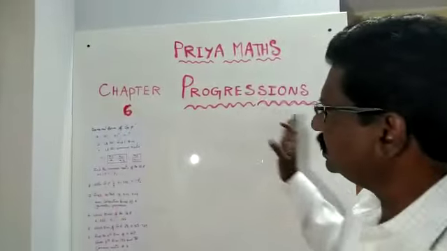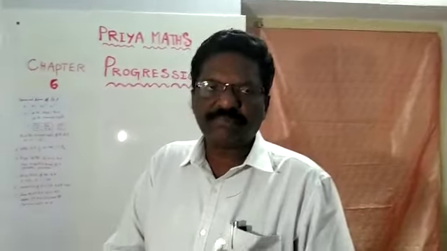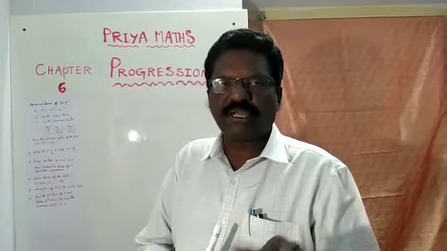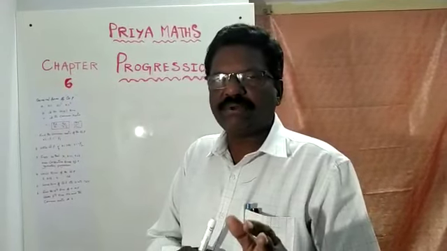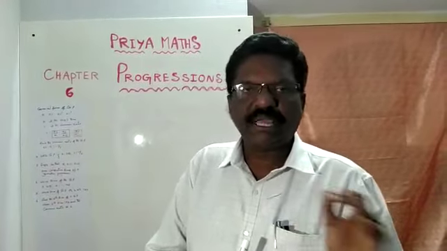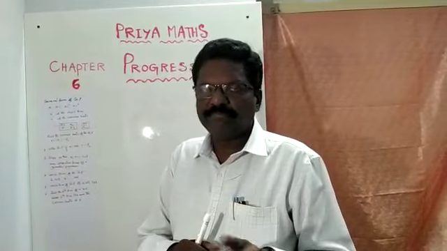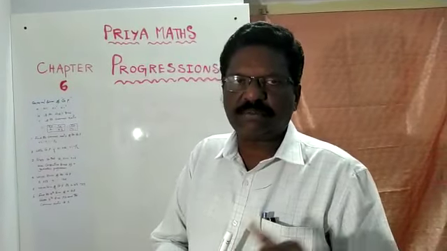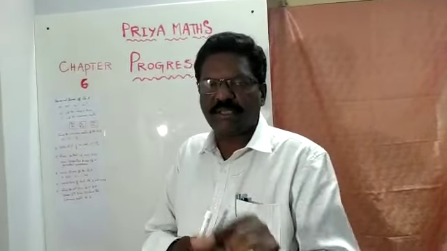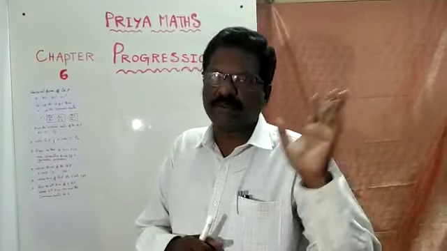Chapter 6, Progressions. Already we have discussed arithmetic progression, the general term, the sum of the terms, the last term and the first term, and the formulas. An is equal to a plus n minus 1 into d. Next, Sn is equal to n by 2 into 2a plus n minus 1 into d. Knowing the first term and the last term L, Sn is equal to n by 2 of a plus L. These three formulas we discussed. 2 marks, 1 mark and 4 marks questions are covered in arithmetic progression.